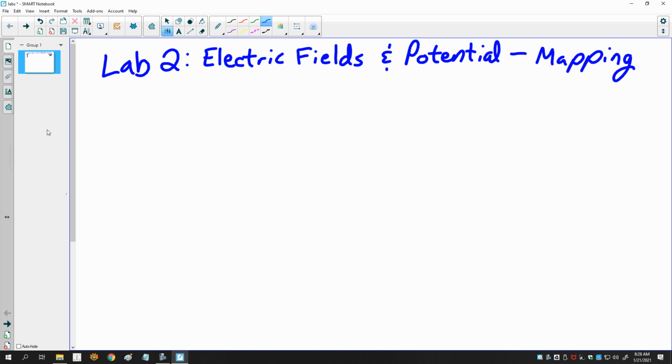Welcome to lab number 2. This lab is similar to lab number 1 in that we're still working with electric fields and equal potential lines. So let's just recap some of those ideas.